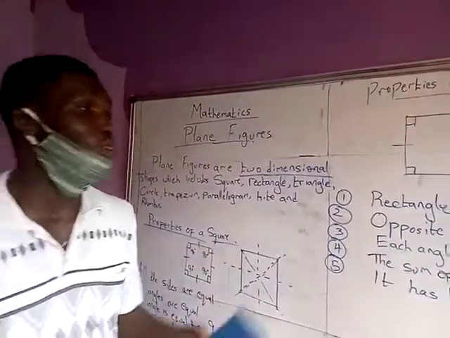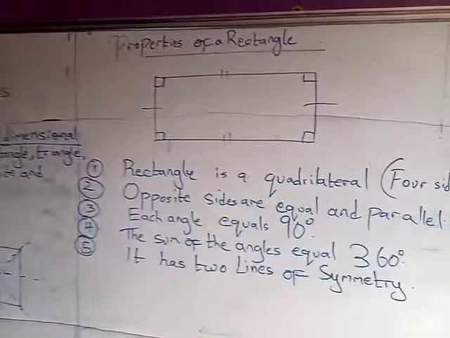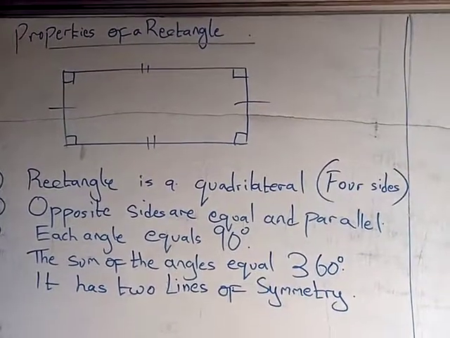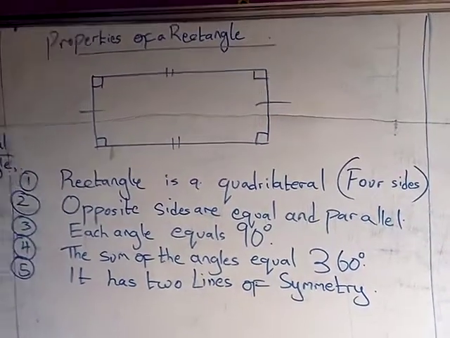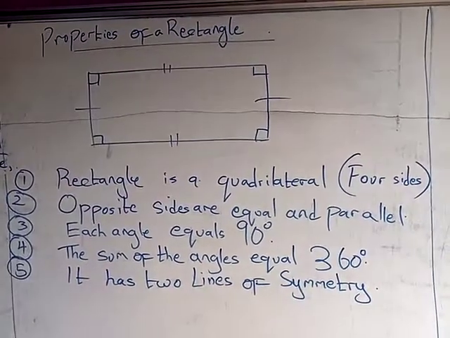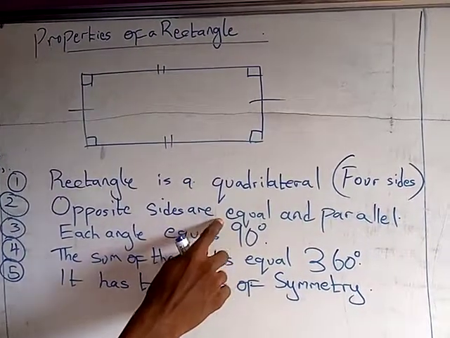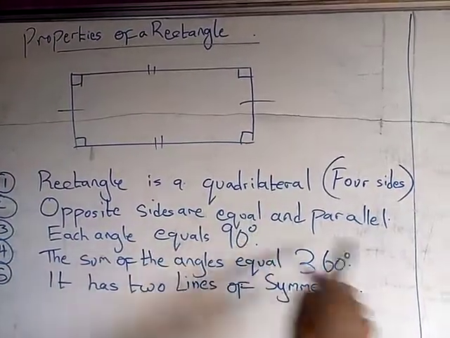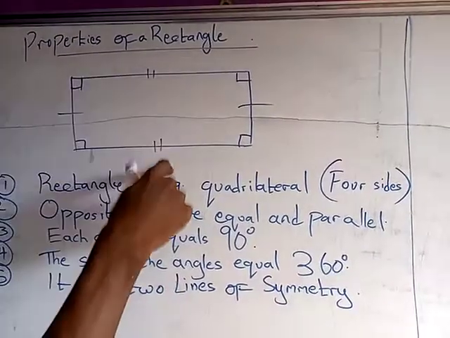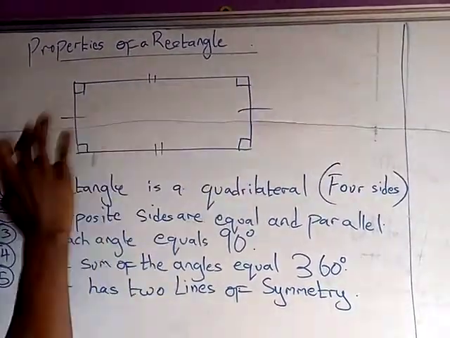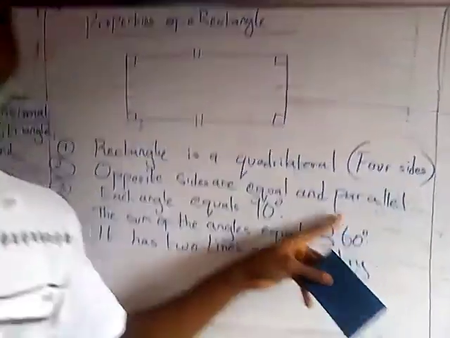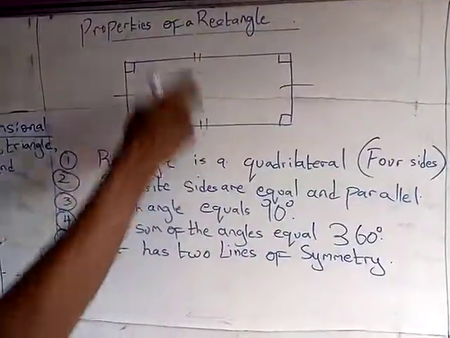The properties of a rectangle, one is that a rectangle is a quadrilateral, meaning that a rectangle has 4 sides. Next, opposite sides are equal and parallel. When we say opposite sides, that is the 2 sides that are facing each other. These 2 opposite sides, they are equal and what? Parallel.